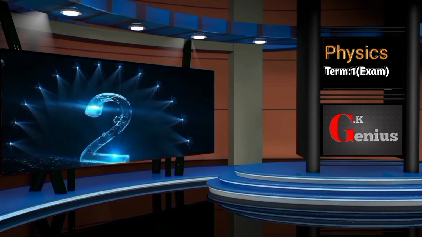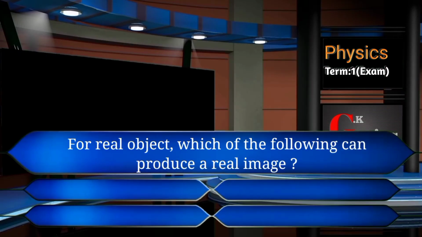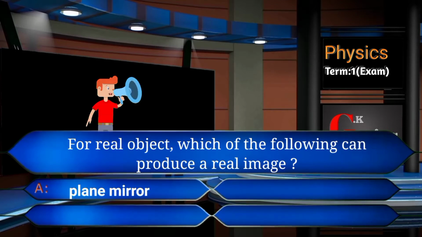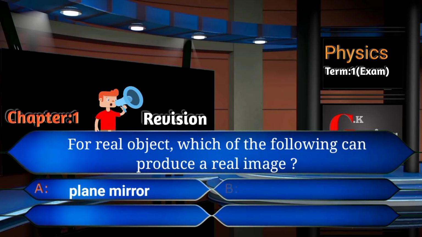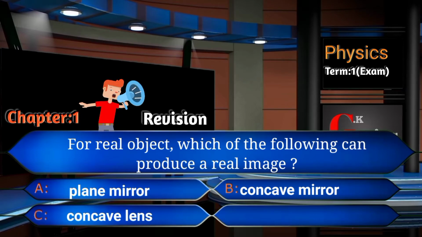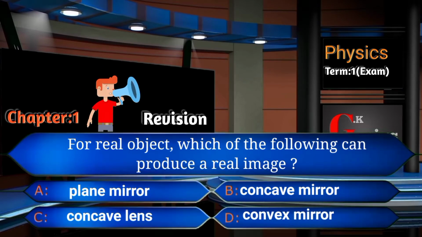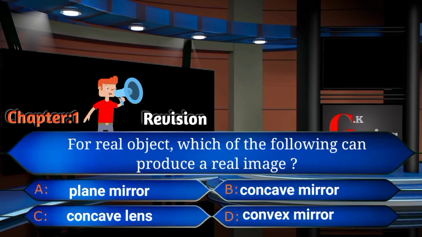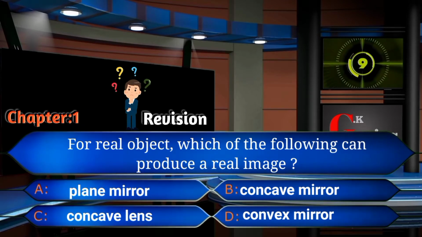Second question. For a real object, which of the following can produce a real image? Your option is A plane mirror, B concave mirror, C concave lens and D convex mirror. Time start now. 10, 9, 8, 7, 6, 5, 4, 3, 2. Right answer is B concave mirror.